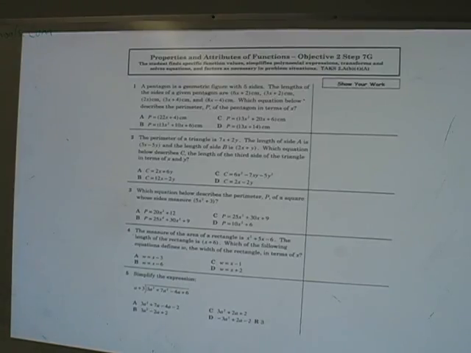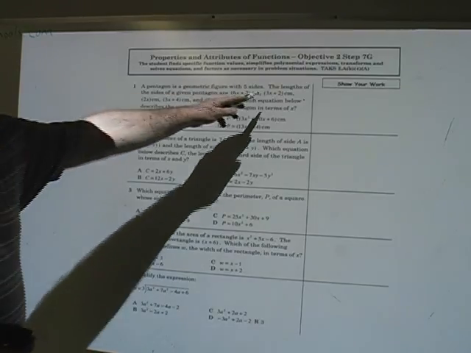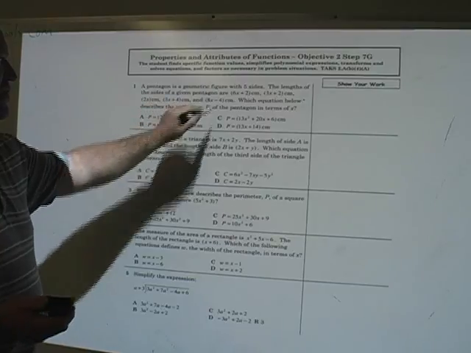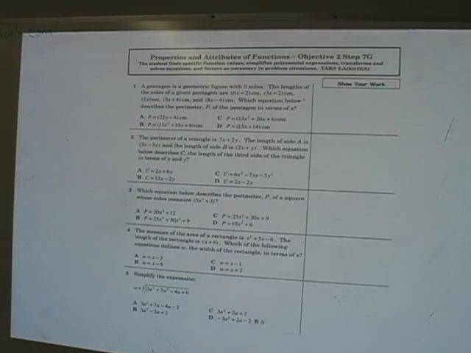Okay. A pentagon is a geometric figure with 5 sides. The lengths are these lengths here that they're given: 6x plus 2, 3x plus 2, 2x, 3x plus 4, and 8x minus 4. Which equation describes the perimeter? Nothing new here. You're still finding the perimeter, you're adding up all the sides, but now you've got 5 sides. So just add up all 5 sides.